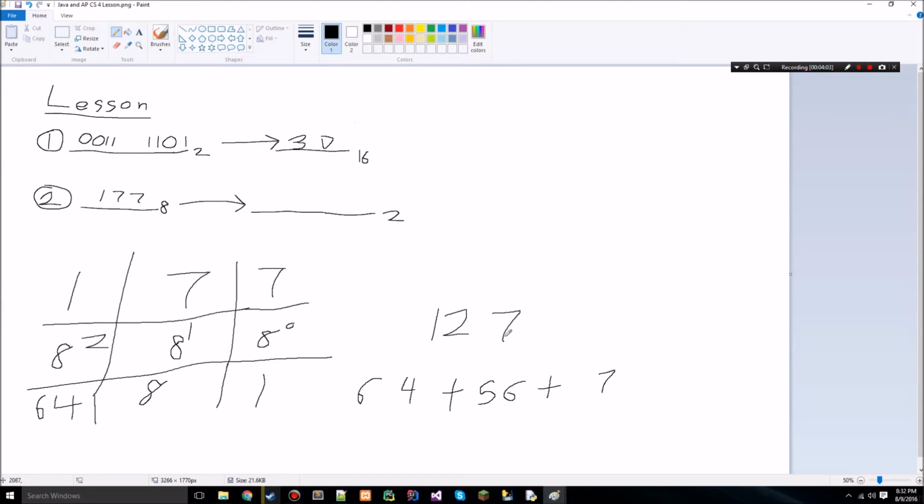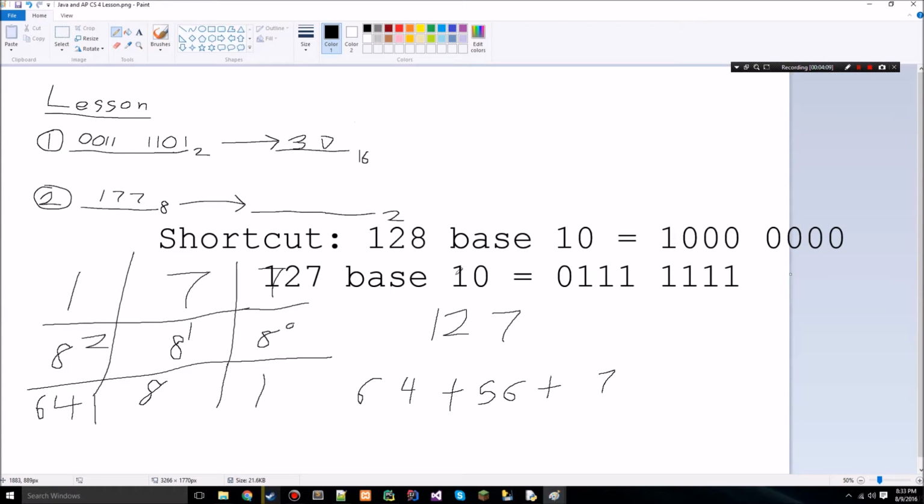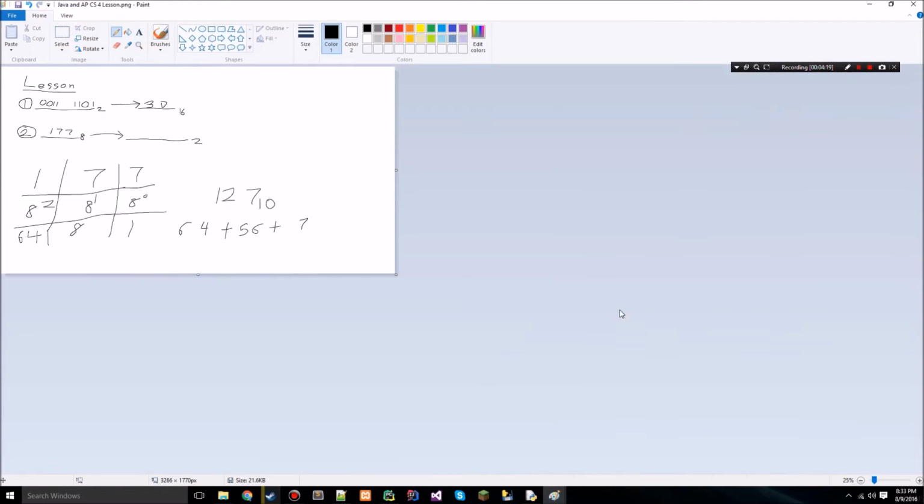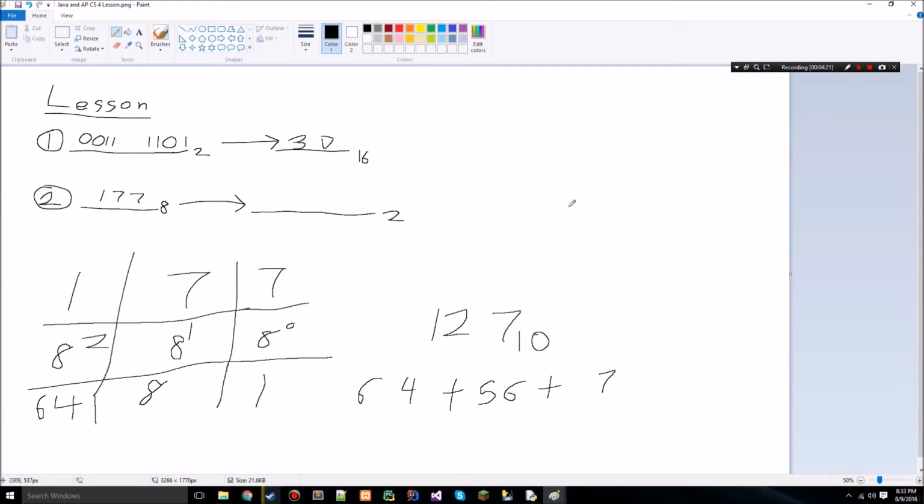If you notice, it's 1 less than a power of 2, so 1 less than 2 to the 7th, which is 128. Okay, moving on. So we got our number in base 10. So now we need to convert that number that is in base 10 to binary.